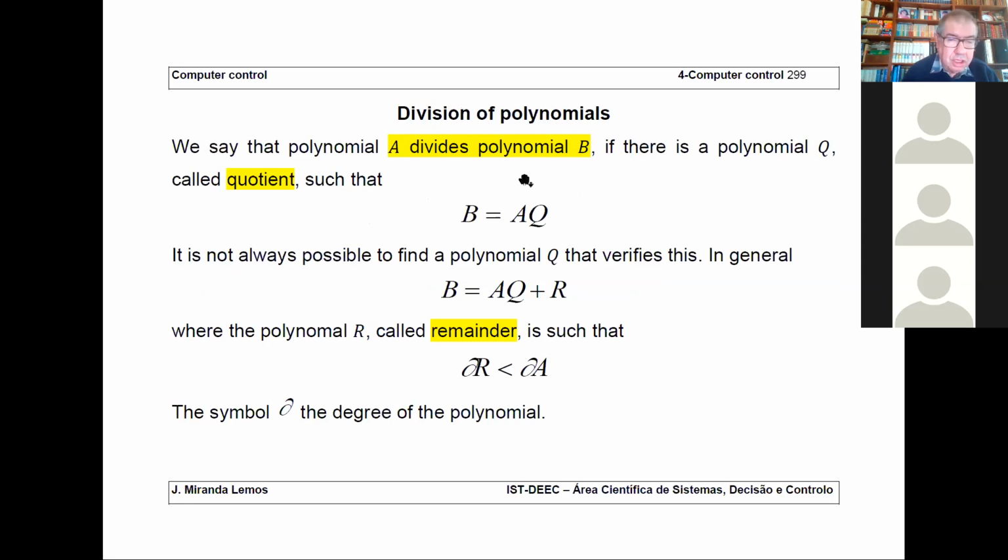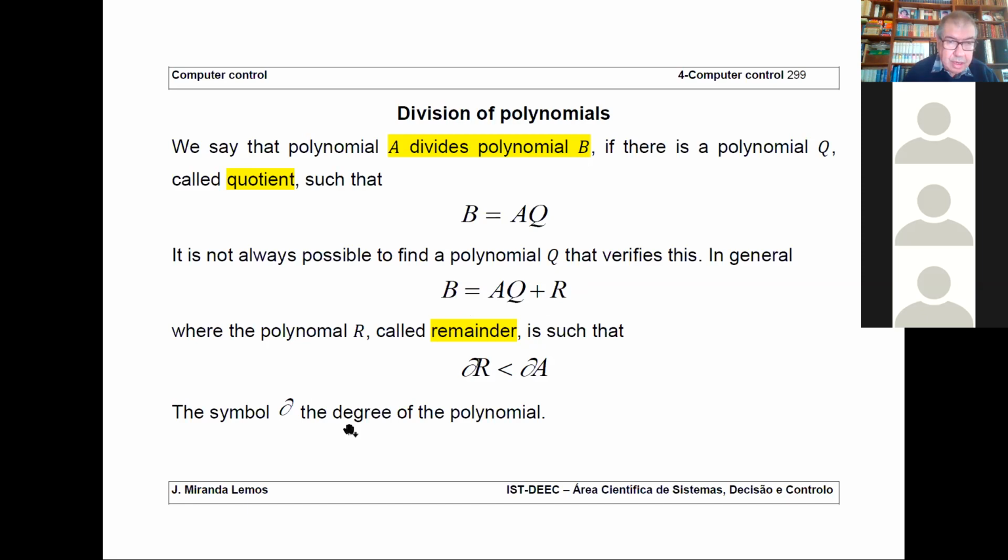What is the division of polynomials? How do you define the division of polynomials? I say that Q is the quotient of B divided by A, or that A divides polynomial B if B is equal to AQ. In general, this is not true. The only thing that you can find is that B is equal to AQ plus R, where the degree of R, not the absolute value of the coefficients of R, but the degree of R, is smaller than the degree of A. Remember that this symbol reads the degree of the polynomial.